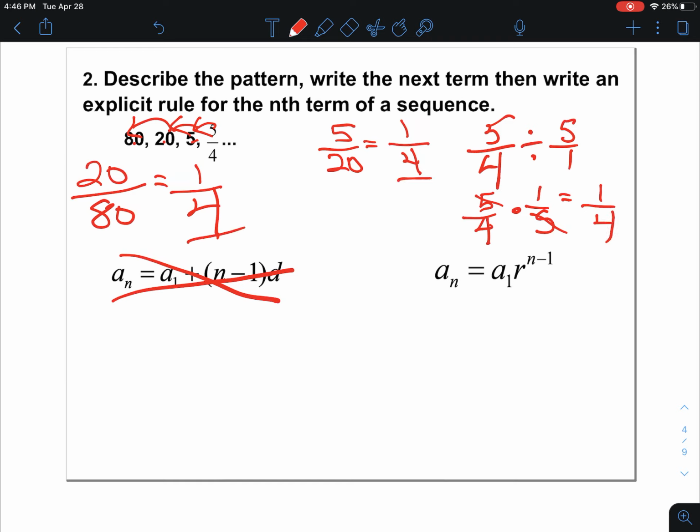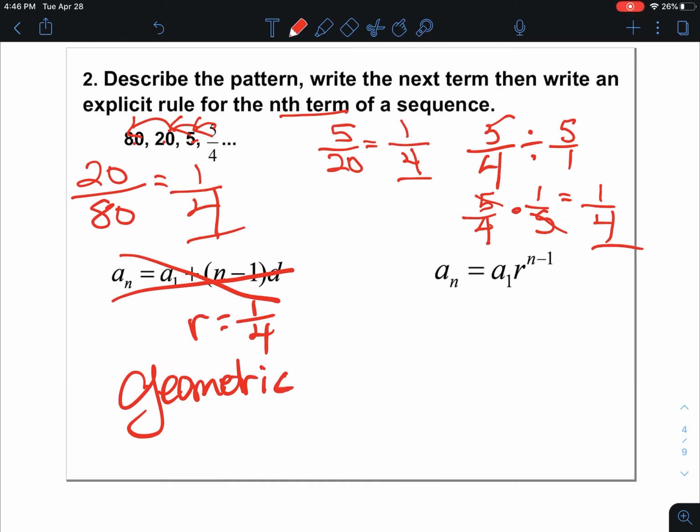So you can see I got 1/4 every single time. So my common ratio this time is 1/4. It's a geometric sequence. So I'm going to be using this formula over here to write the nth term. Oh, and let's find the next term.